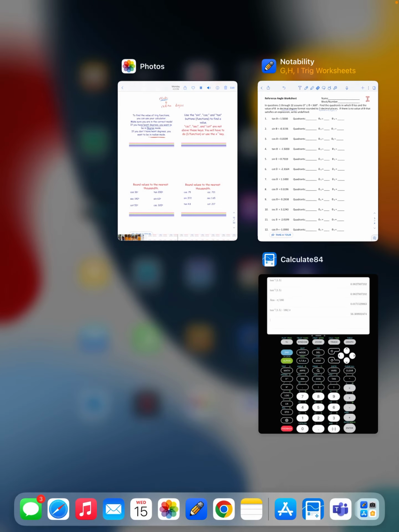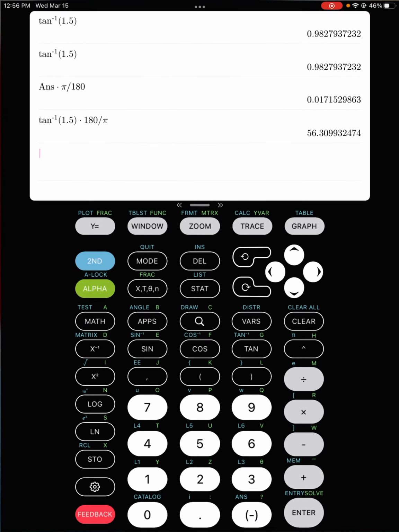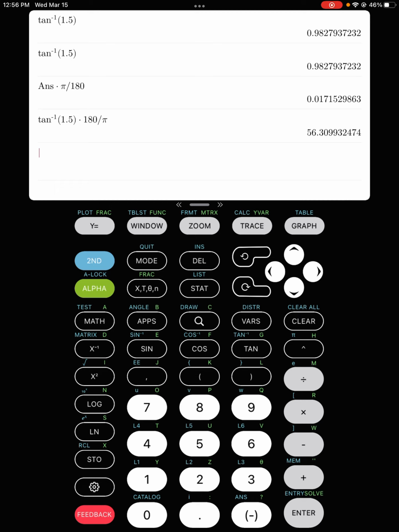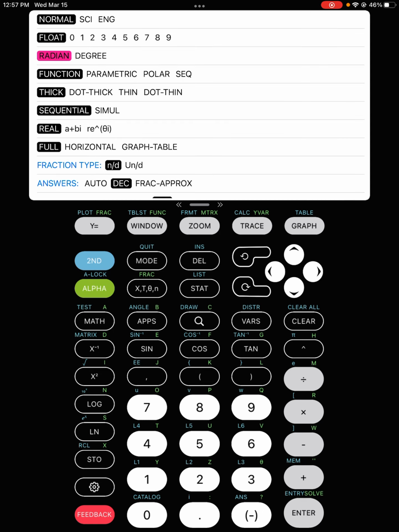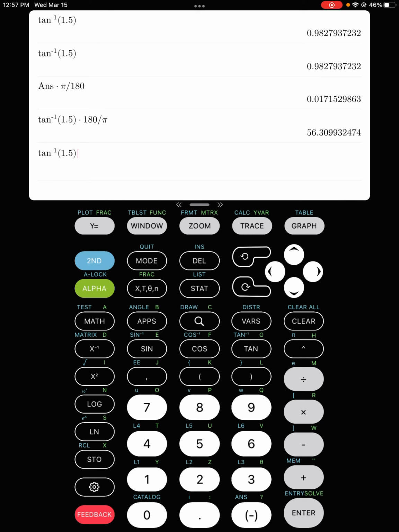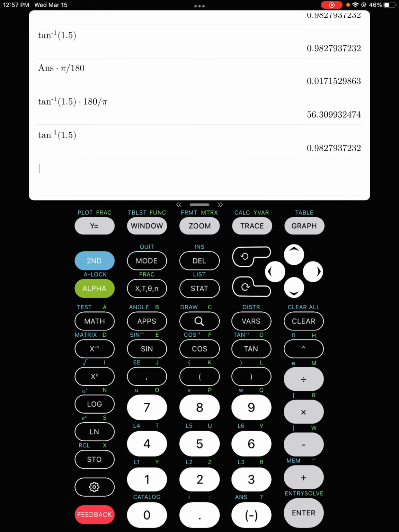So I'm going to go to my calculator, and because I'm given the tangent of theta, I'm going to hit second tangent. I don't know what the angle is, but I know that the output is 1.5. I want to make sure, since I'm given an output in radians, that my calculator is in radian mode. Hit enter, and I get 0.9827, etc.